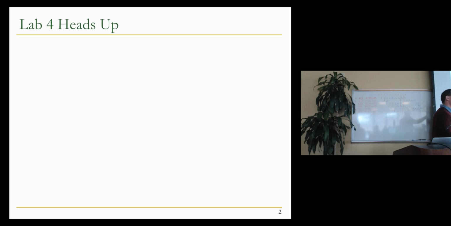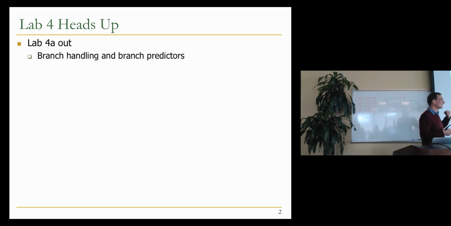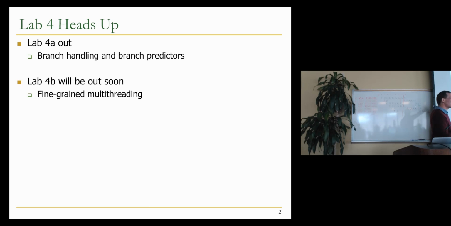But before that, Lab 4 heads up. Lab 4A is already out. So you're going to extend your pipeline with branches. And you're going to do branch prediction. You're going to implement a global branch predictor and a tournament branch predictor. So that should be fun. That's 4A. There's also 4B, which will be out soon. And you'll handle branches in a different way. Actually, you'll handle pretty much everything in a different way by doing something else, right? Fine-grained multi-threading. You guys excited about this?